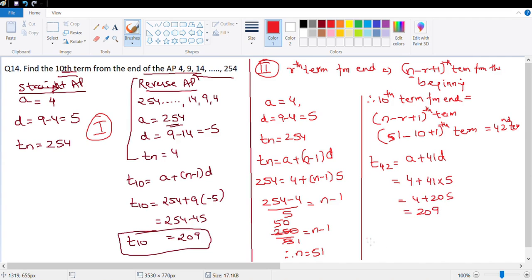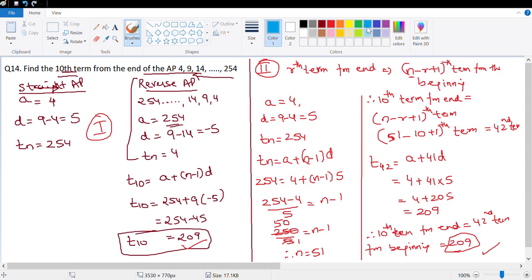Therefore, the 10th term from the end is equal to the 42nd term from the beginning, which is equal to 209. Two methods, both methods obviously will give you the same answer. You figure out which method you like. I prefer the reversing method. It makes my life faster.